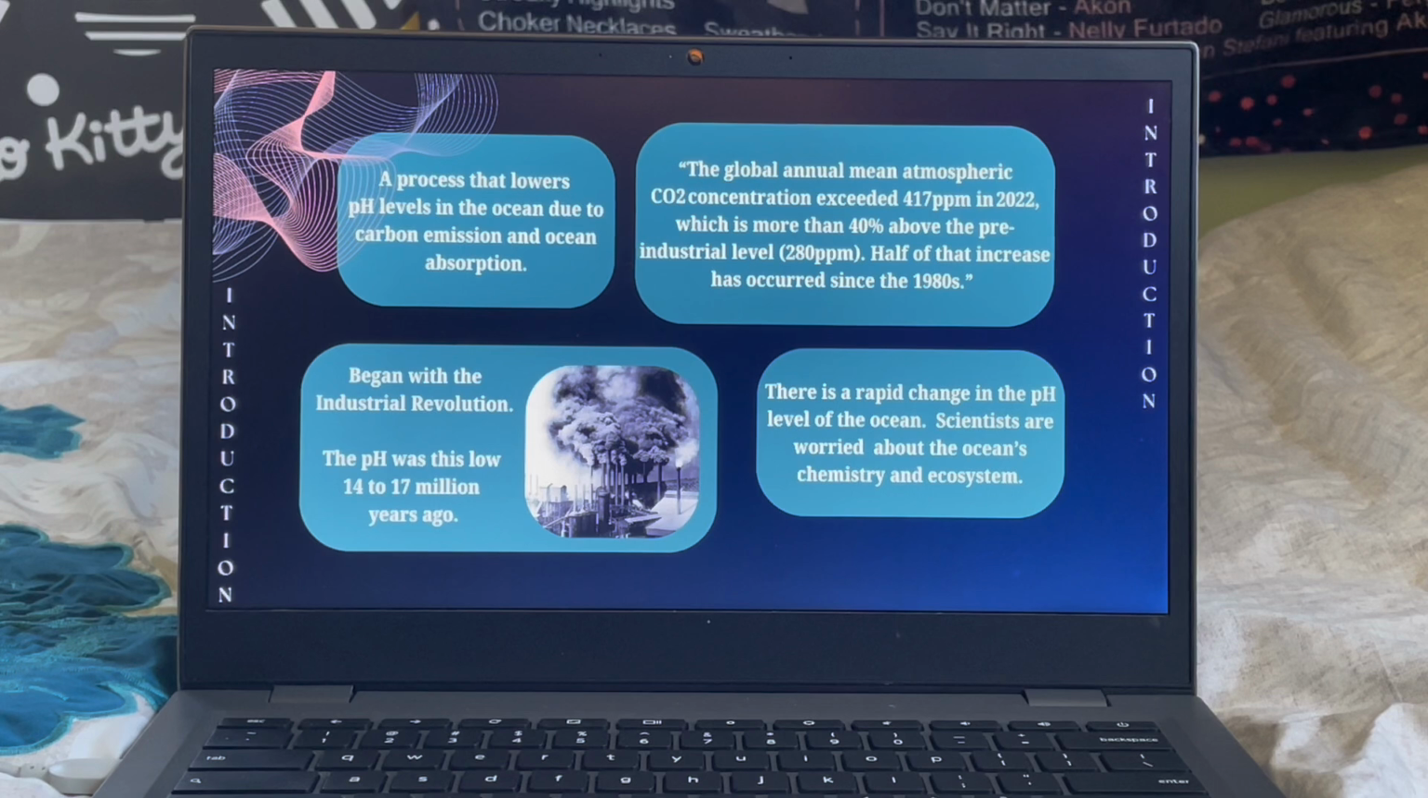According to the European Environment Agency, the global annual mean atmospheric CO2 concentration exceeded 417 parts per million in 2022, which is more than 40% above the pre-industrial level, 280 parts per million. Half of that increase has occurred since the 1980s.